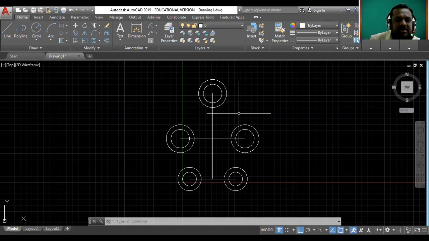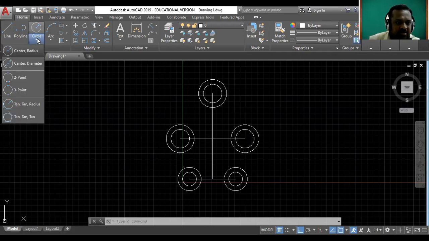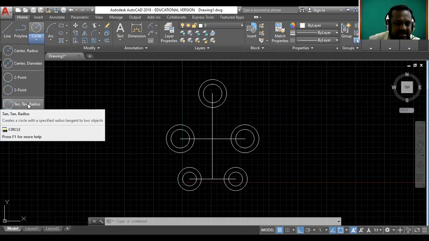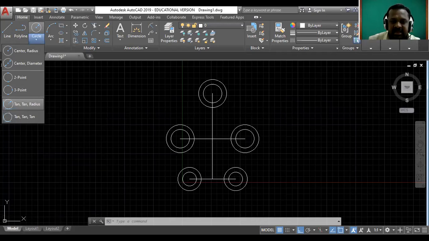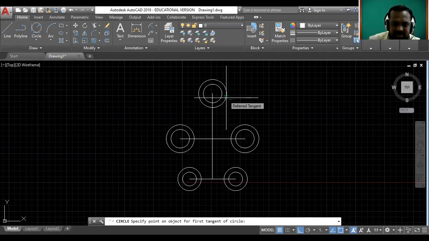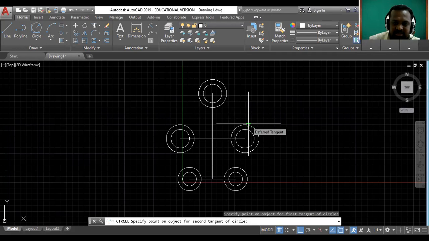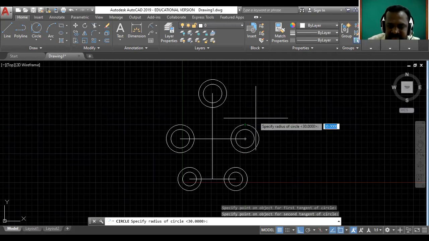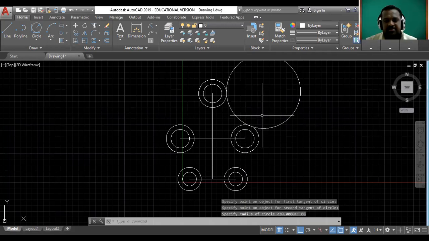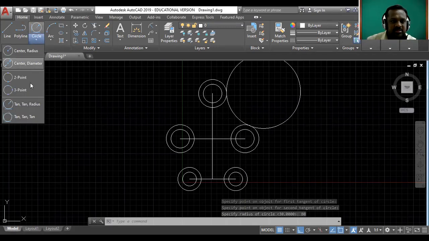Please listen carefully, it is a very important part. Click on that circle. Select the tan radius circle, meaning tangent circle. Click and select the quadrant point. I select this point, and again this point, and give the radius. What is the radius? 80. Interesting.